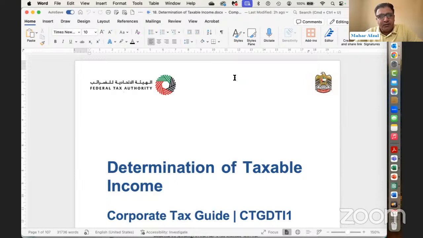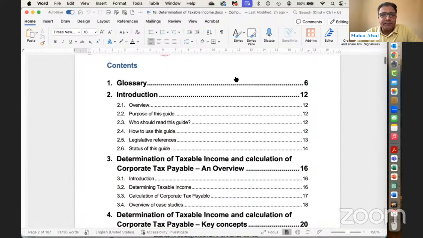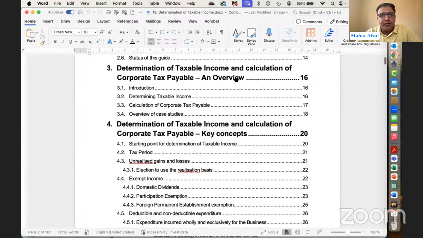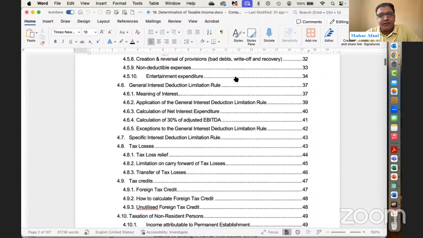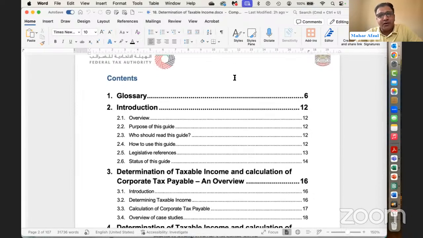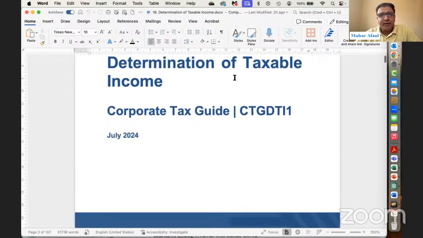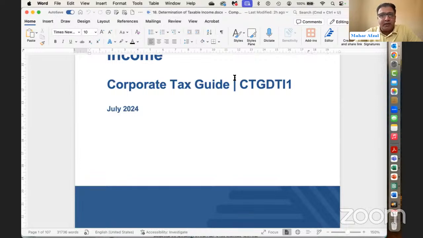What we are discussing today, as you all know, is the latest guide published by the FTA, determination of a taxable income. There are 5 sections of the guide: glossary, introduction, overview, key concepts, and at the end case studies. In the glossary, they have provided, as usual, basic definitions.